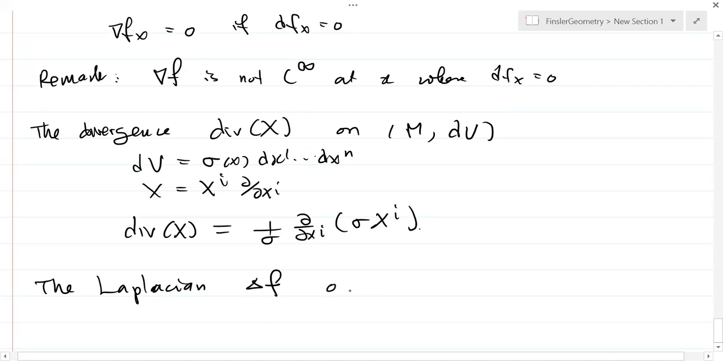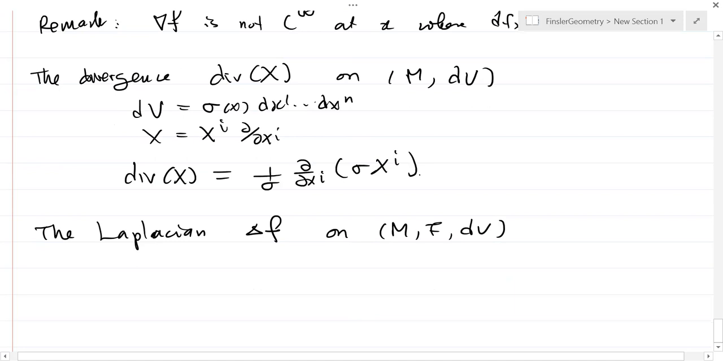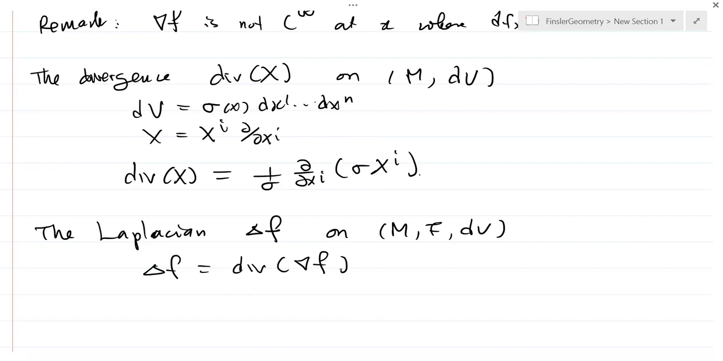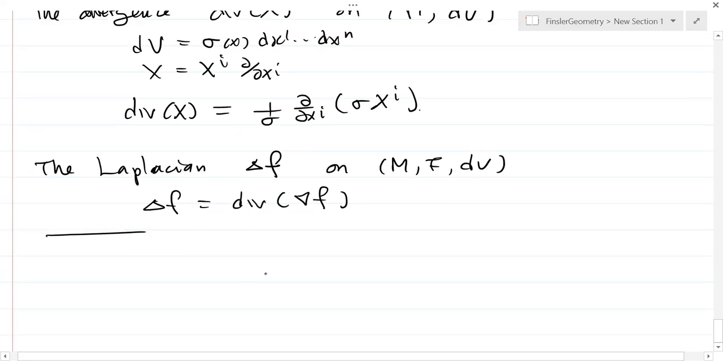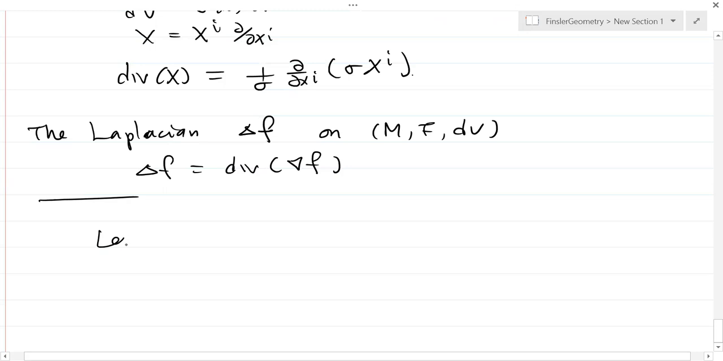The Laplacian of a function on a manifold needs two structures, the metric and the volume form, because I need a divergence and I need a gradient. So it's defined in the following way. Gradient of f needs the metric, then the divergence. We do not define this artificially. Actually, this comes from the Euler-Lagrange equation of the energy function. Now we can look at the distance function. Remember, this is, of course, not smooth on the whole manifold.